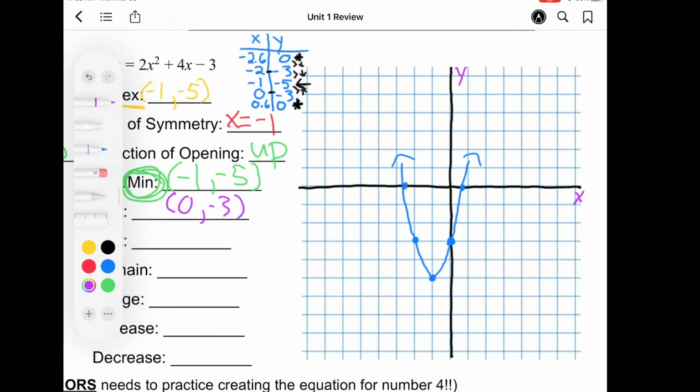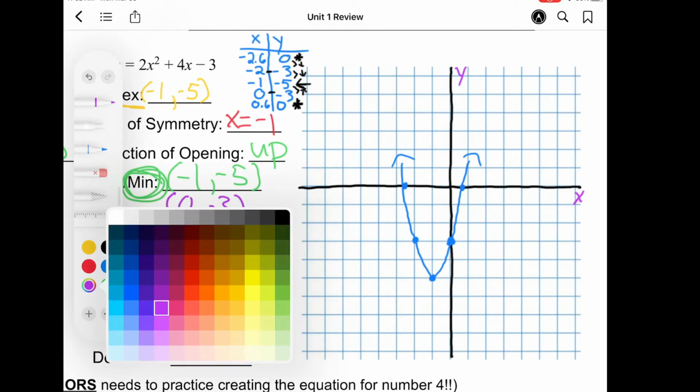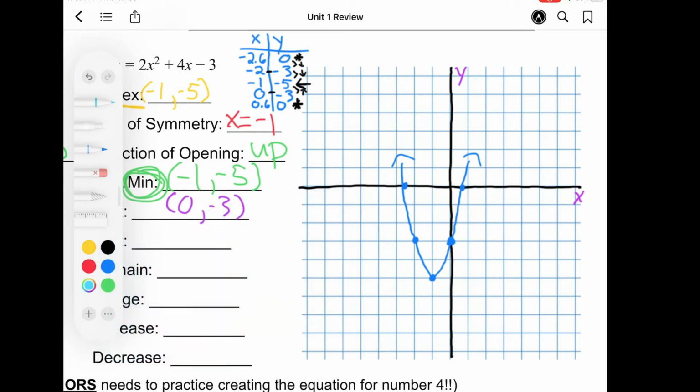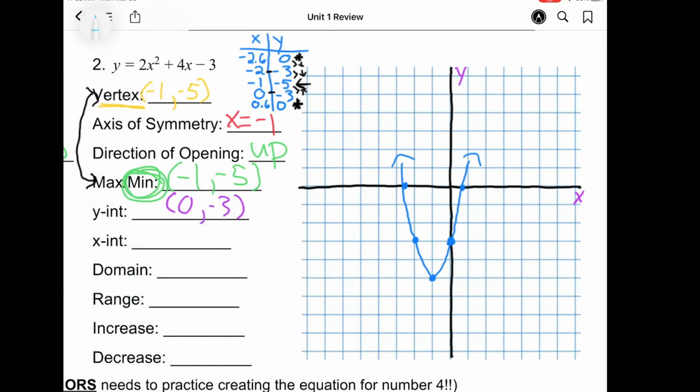For our x-intercepts, we have our x-axis. We intersect here and here. Well, I purposely included these 2 points in my table. So we're looking at -2.60 and at +0.60.